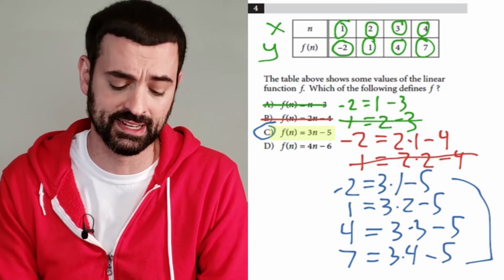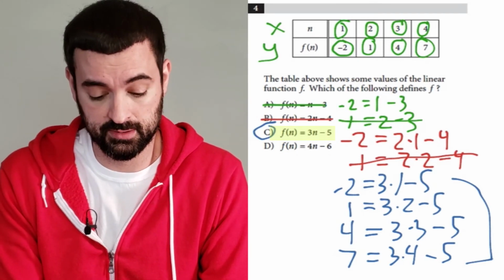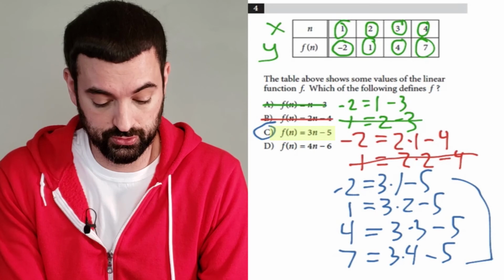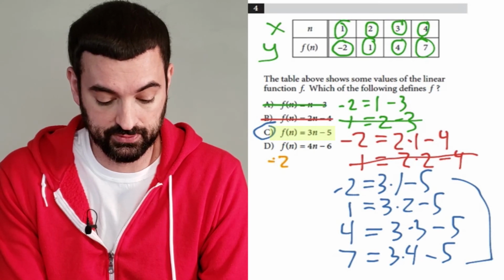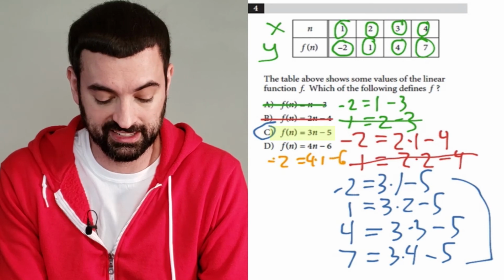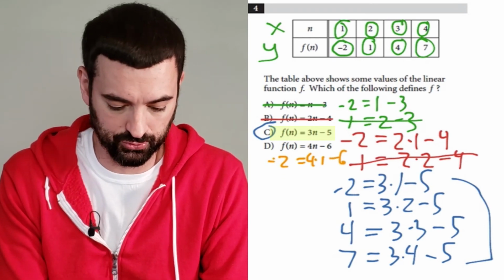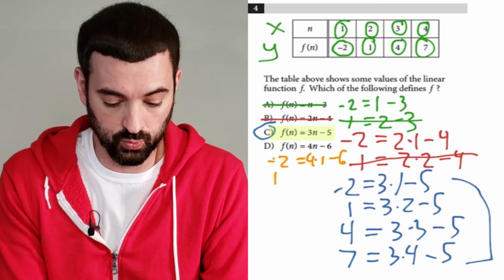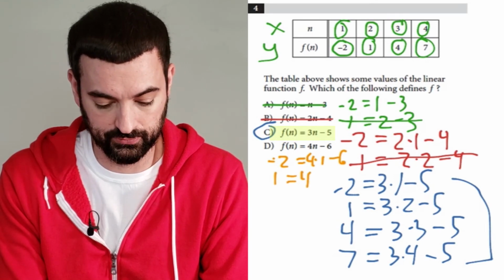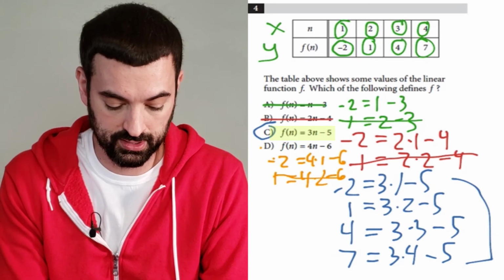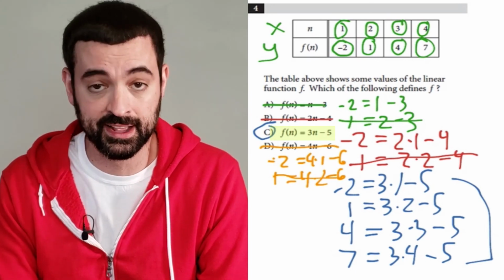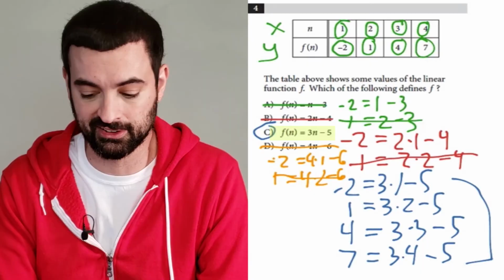Real quickly, I'll show you why D is not. Let's see. Is it true that negative 2 equals 4 times 1 minus 6? Yes. Is it true that 1 equals 4 times 2 minus 6? No, D can't be your answer. Again, C is your answer.